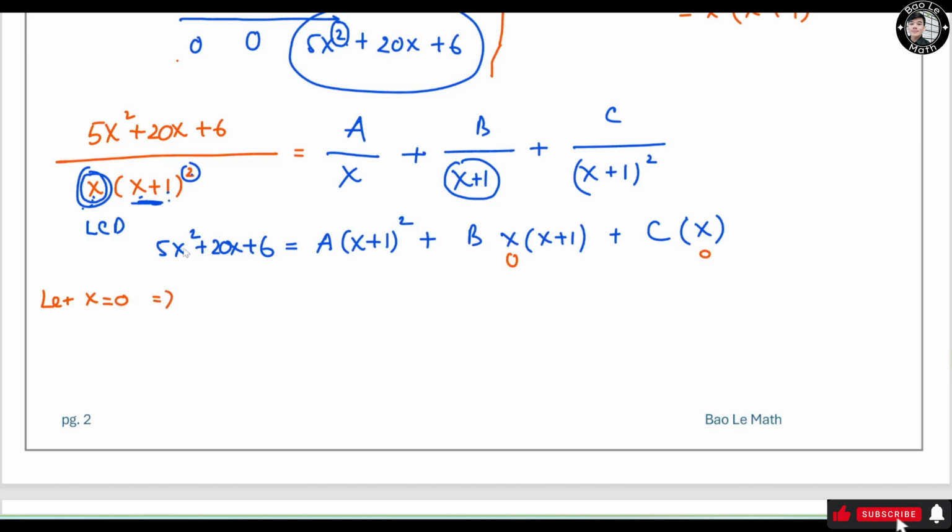Then substitute 0 for s over here. This guy becomes 0. This guy becomes 0. We have 6 left, right? Equals substitute 0 for s over here. We have a only, right? So a equals 6.